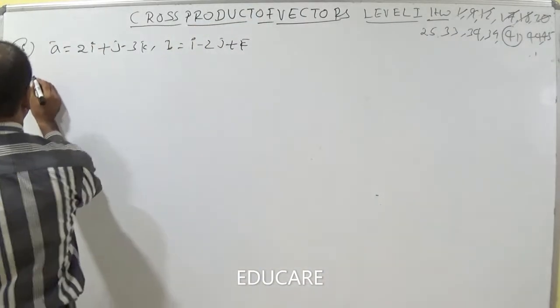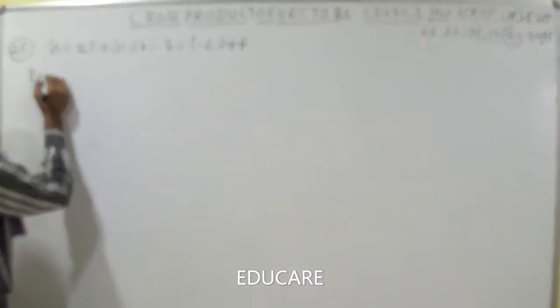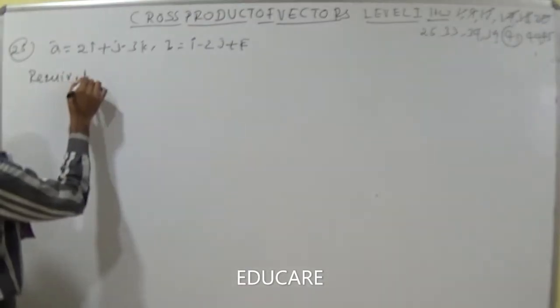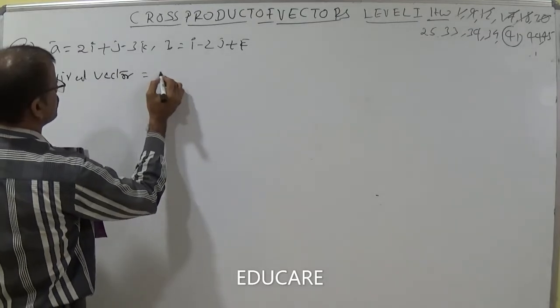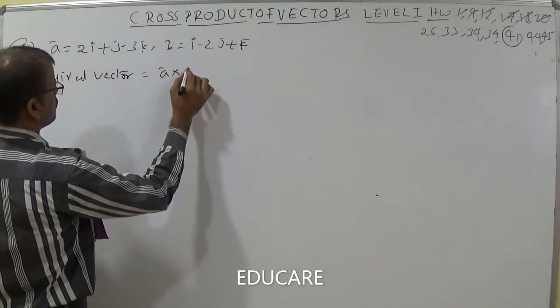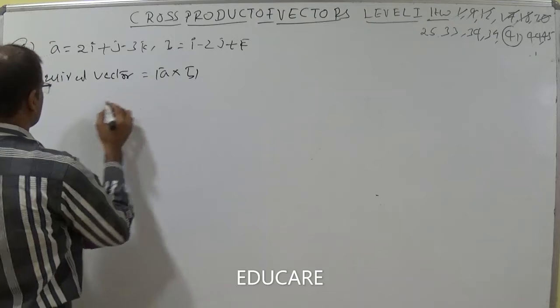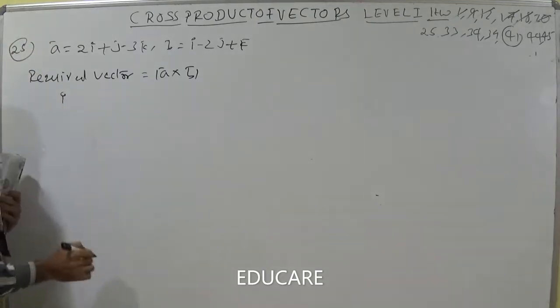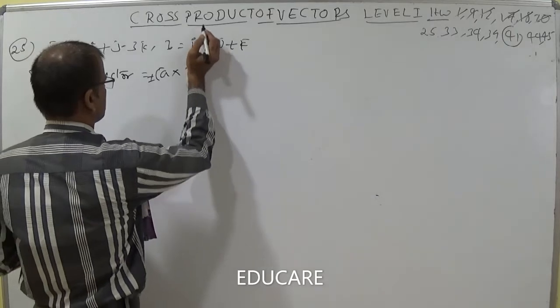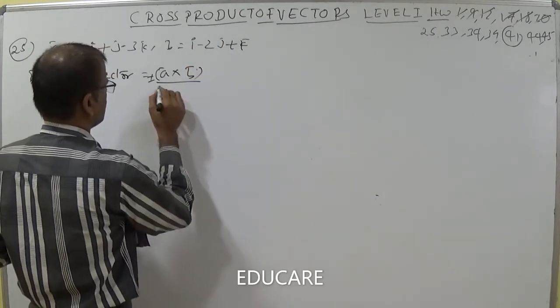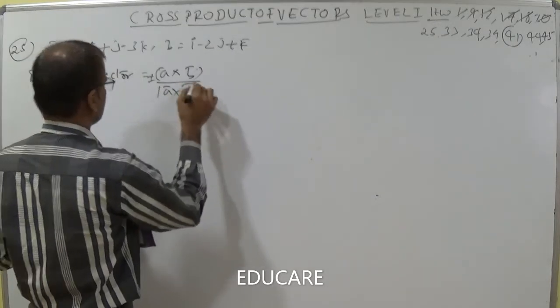The required vector I am writing. What is the required vector? The vector which is perpendicular to both A and B. Required vector is plus or minus, you can put here, A bar cross B bar by modulus of A bar cross B bar.